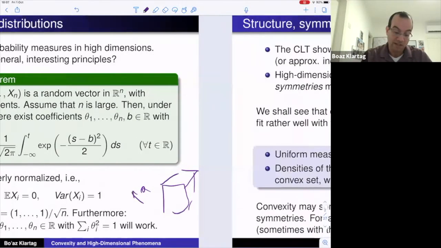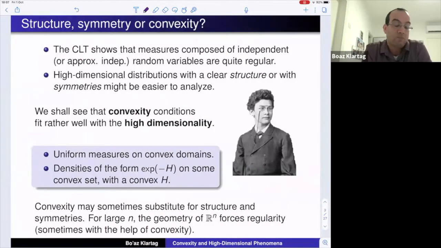So the central limit theorem is a regularity property in high dimensions. It shows that if you have a product measure in high dimension, a measure that is composed of independent random variables, then these measures have some regularity properties. So they have marginals that are approximately Gaussian.